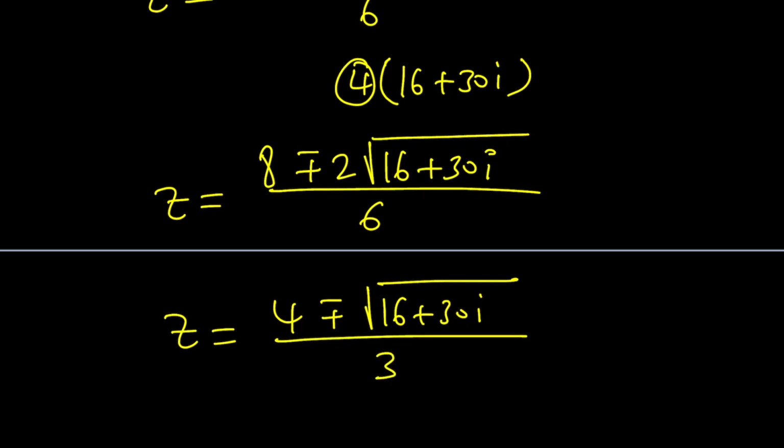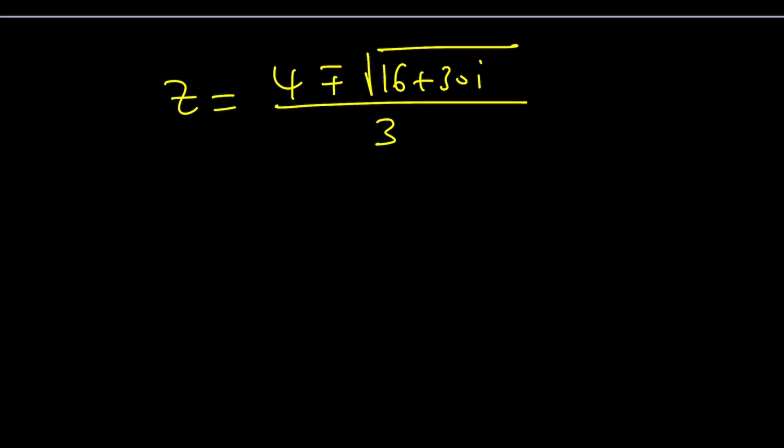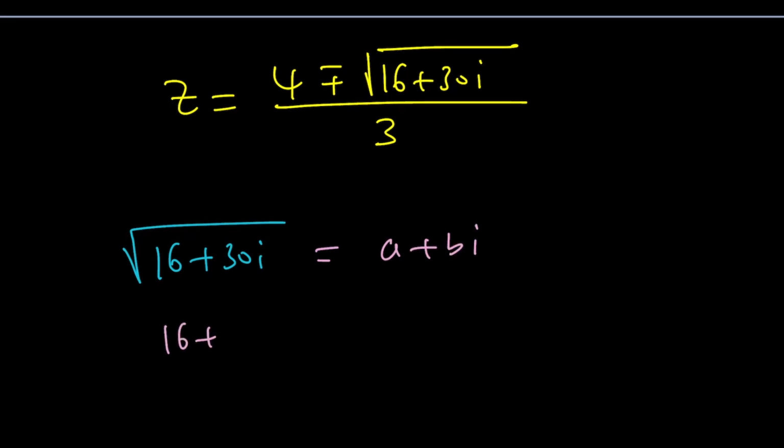So here's the critical part. I'm supposed to square root 16 plus 30i. How am I going to do that? Let's go ahead and see how we can do it. Again, there are formulas, but we're not going to use them, although you can use them if you want. I'm going to set it equal to a plus bi and then square both sides.